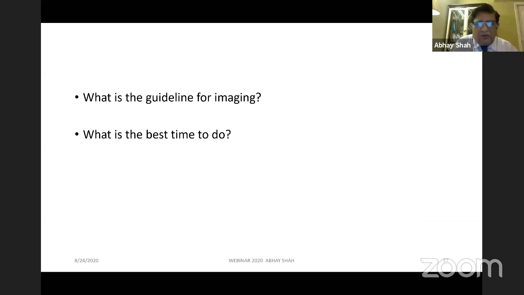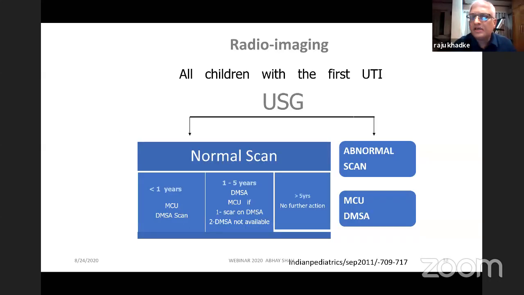What is the best time to do it, Dr. Rajendra? So for imaging, if the child is less than 1 year, even if it is a first urinary tract infection, the child would require urine routine, urine culture, and ultrasound.